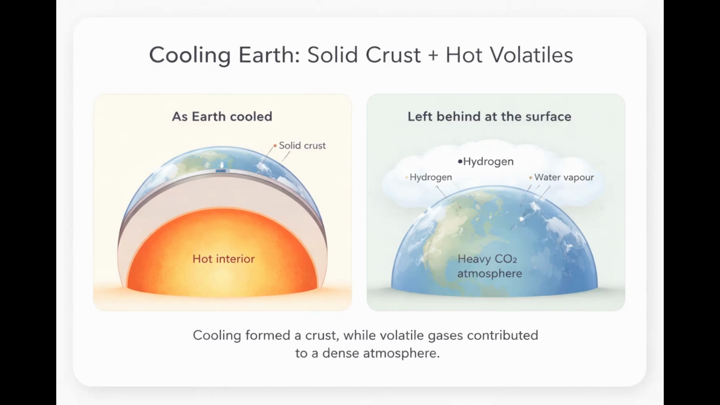Over time, cooling allowed a solid crust to form, but cooling doesn't mean everything became calm immediately. Hot volatiles were still being released and circulating. The result described here is a dense atmosphere, especially rich in carbon dioxide, along with hydrogen and water vapor. This matters because atmospheric composition controls surface pressure and temperature, and those two factors strongly affect whether water can exist as liquid, ice, or gas.